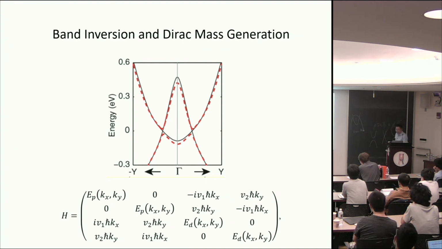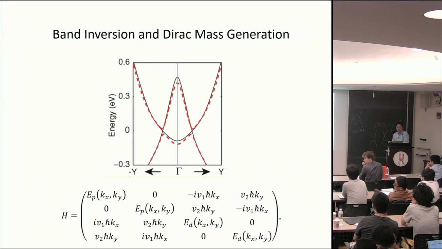In this material, you can think of it as smoothly connecting the 2 regimes. The fundamental gap in the insulating state is much smaller than the inverted gap at gamma, right? The fundamental gap is at the Dirac point.